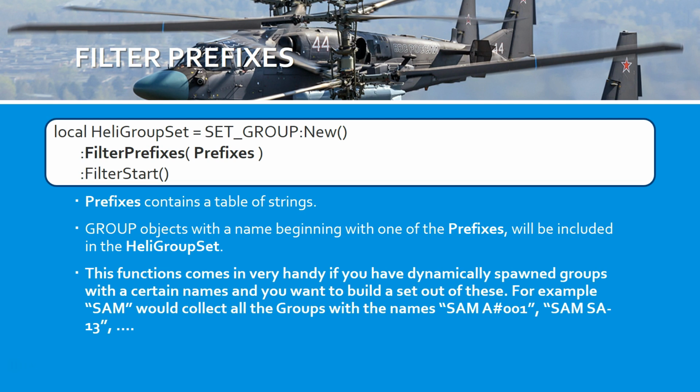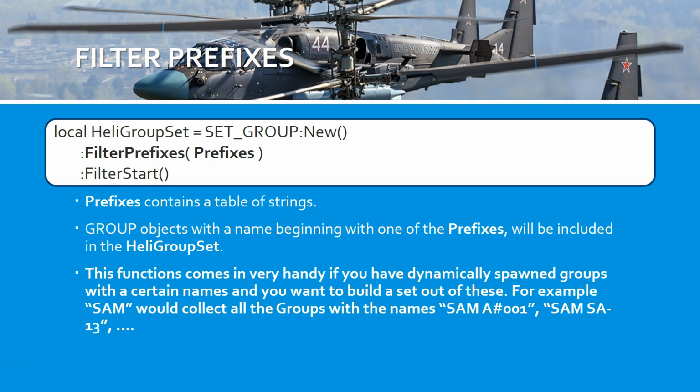During your mission design, you want to have certain groups with a certain name. So if you choose the names carefully, you can build sets where you can then express a filter using the name prefix, which is the beginning of the name matching a certain string. For example, if you want to collect all of the groups that are beginning with the word Sam, then you say filter prefixes between brackets Sam, and it would collect Sam A, Sam SA13, and so on and so on.